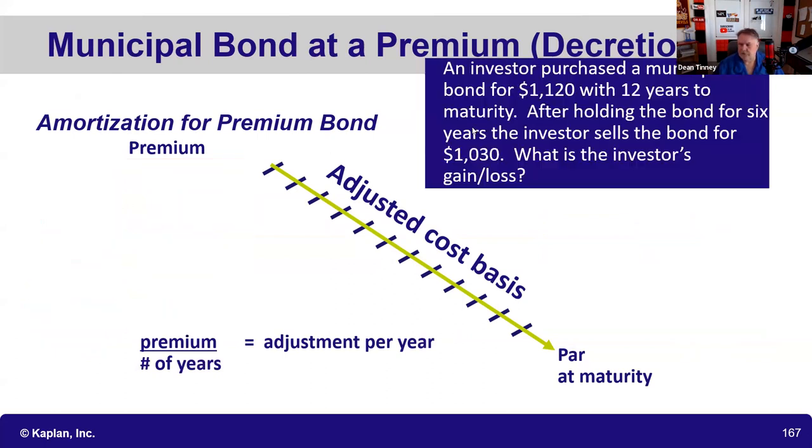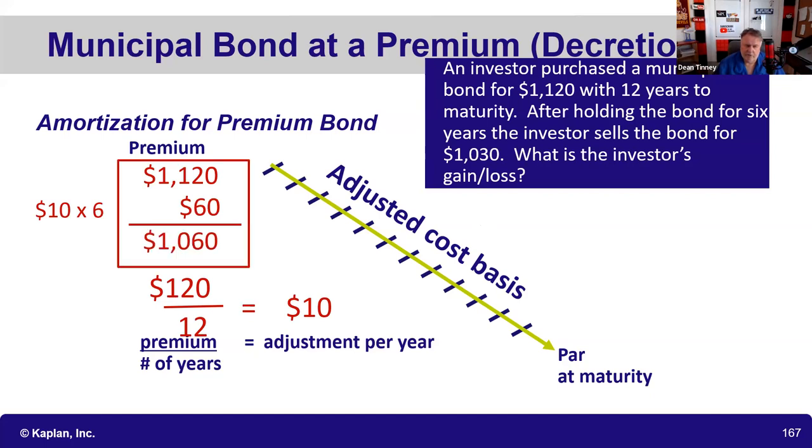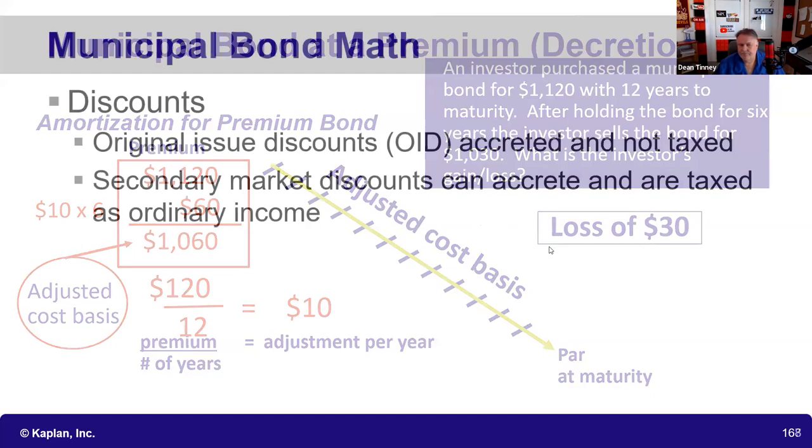So here's our test question. An investor purchased a muni bond for $1,120. We say, muni bond at a premium, 12 years to maturity. We've held it for six. We sell for 103. So I go, okay, I'm losing $120 over 12 years. I've had it for six. That's my adjusted cost base. I sell for $1,030, $30 loss.